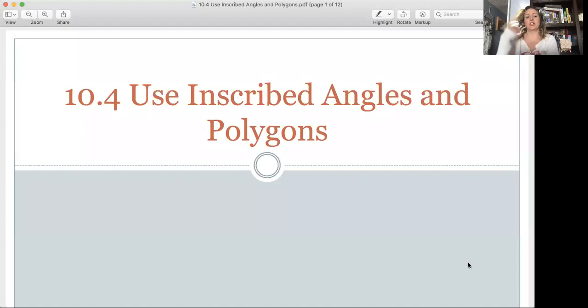So let's go ahead and get started. I'm going to share the screen and pull up our lesson. Is it minimized? There it is. Okay, let me cancel and try again. Okay, share screen, and then let's go ahead. There it is. All right, my lovely geometry. We're going to be using inscribed angles and polygons. So this is section 10.4. Okay, let me get my draw tool. Actually, I'll need my mouse first.